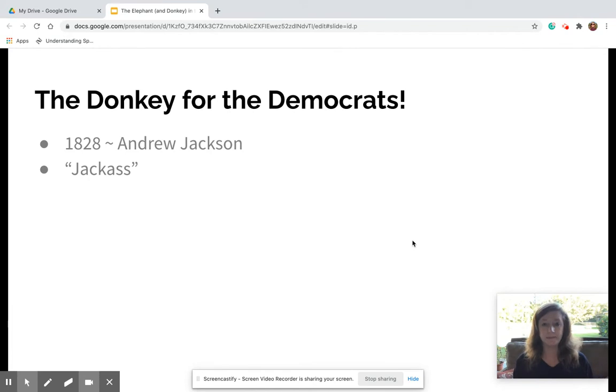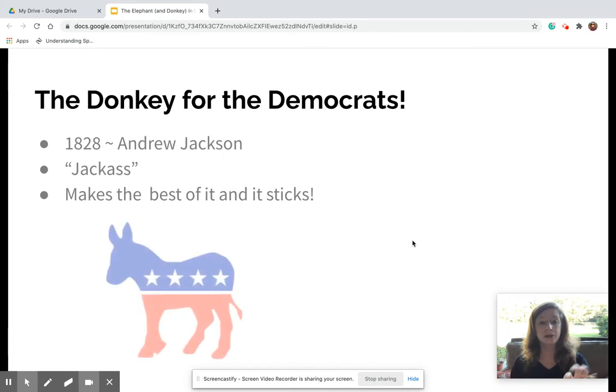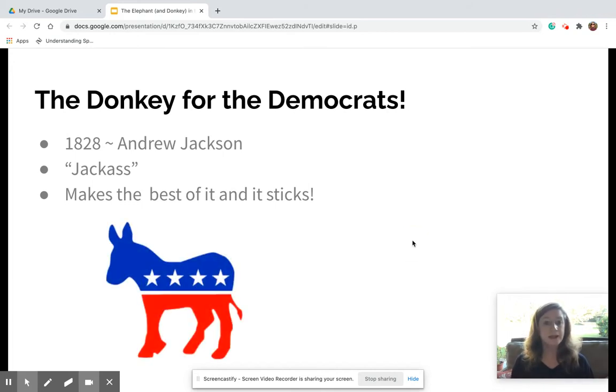But anyway, he takes that jackass, turns it into a donkey, and he makes it stick. So now the Democrats are denoted by a donkey, and that is what you'll see. Notice, very patriotic. It has the red, the blue, and the stars. So that would be your Democrats.